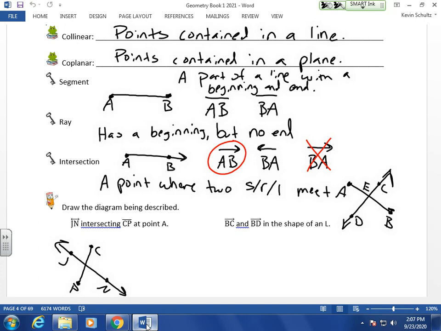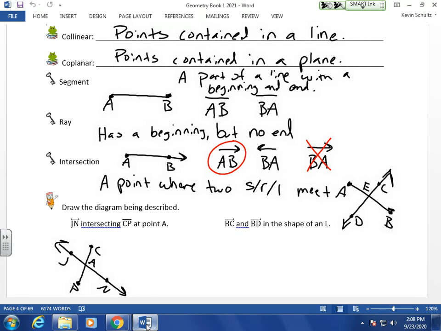intersecting line JN anywhere. Mine happens to be more in the middle. Yours could be closer to N, closer to J. It doesn't make a difference. But then you need this point here labeled point A. Okay? Anyone want me to come around and take a look at what they have? You're unsure whether what you have is right? All good? Okay. Second one, we're dealing with rays.